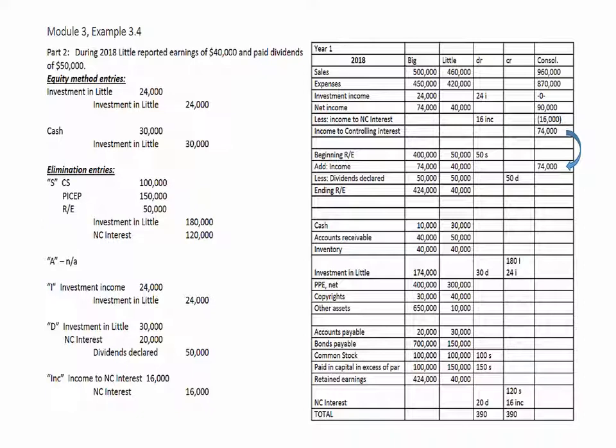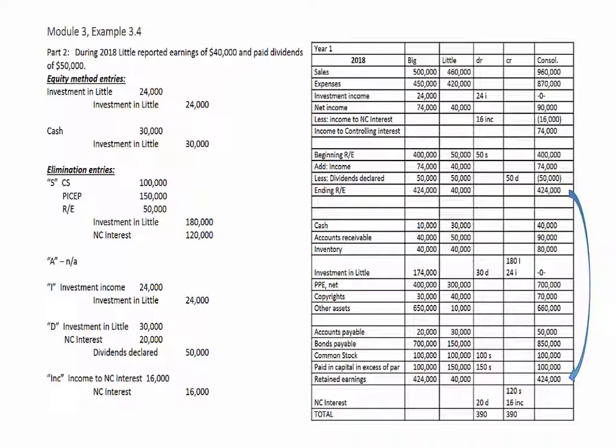We then transfer that down to our statement of retained earnings, and then we can start working through our statement of retained earnings. Again, we add across beginning retained earnings, we add across dividends declared, and as I keep saying over and over again, whenever we get to a subtotal or an arithmetic computation, we work our way down the consolidated column. So ending consolidated retained earnings, $424,000, which we then transfer down to the balance sheet as ending retained earnings.